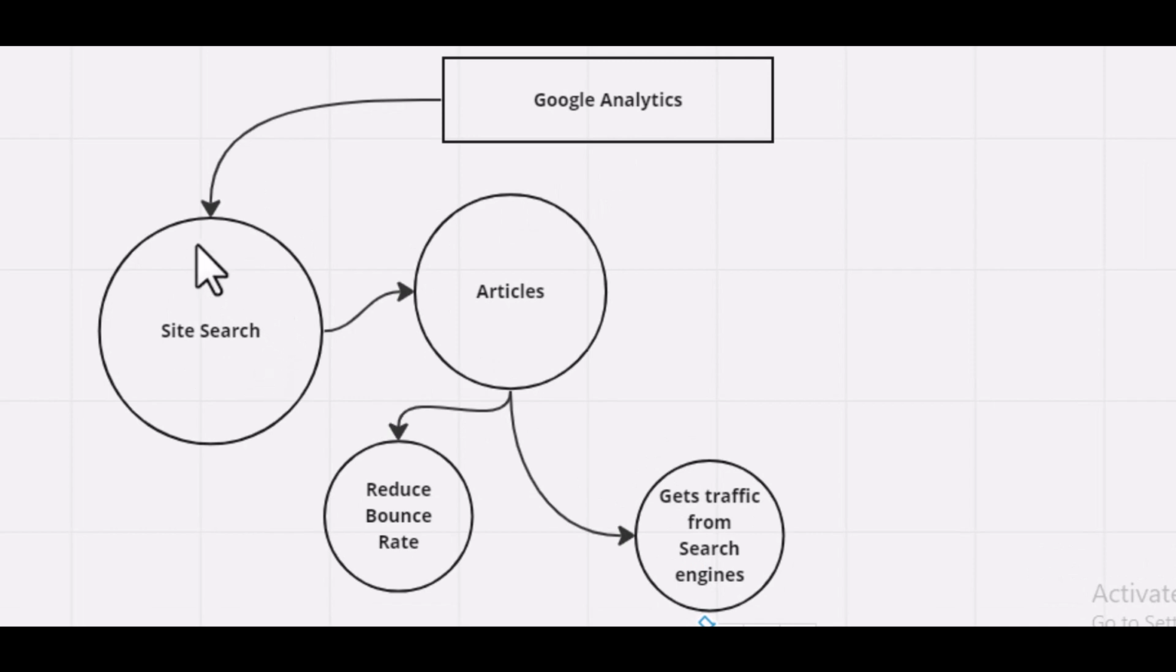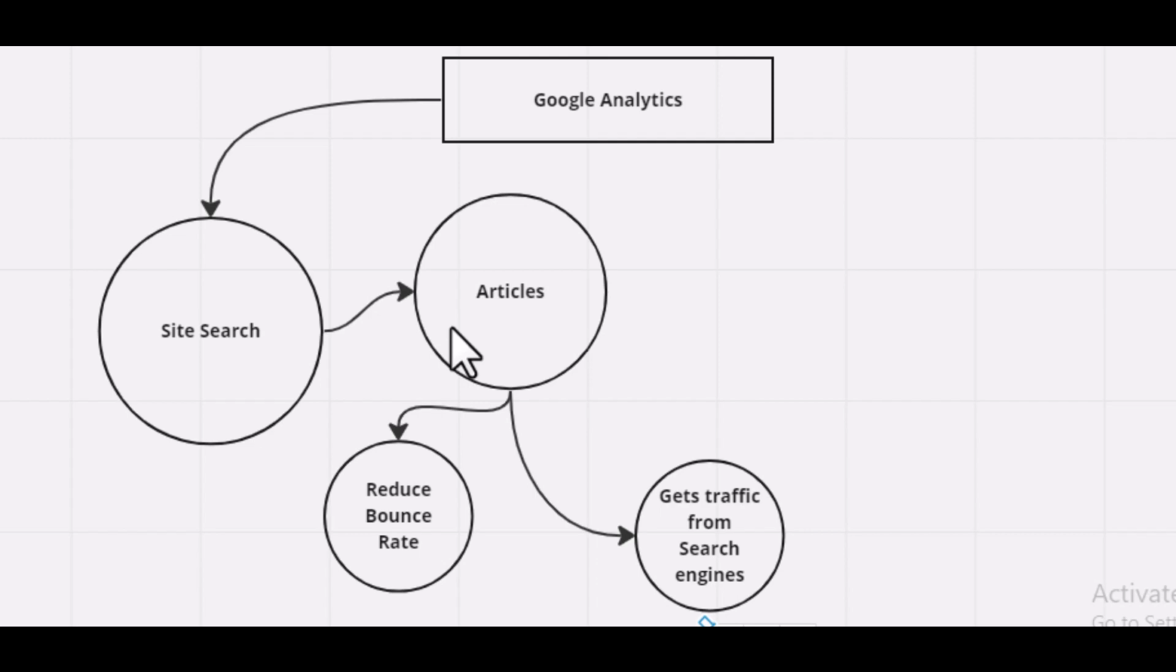Site search is the data that shows what users are searching for in a site. So this captures everything that a user is searching for on a site. Then after setting it up, from the data that has been collected by Google Analytics, I'll use it to write optimized articles or optimized posts for my site.